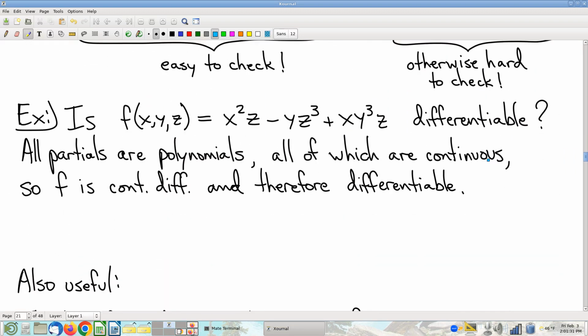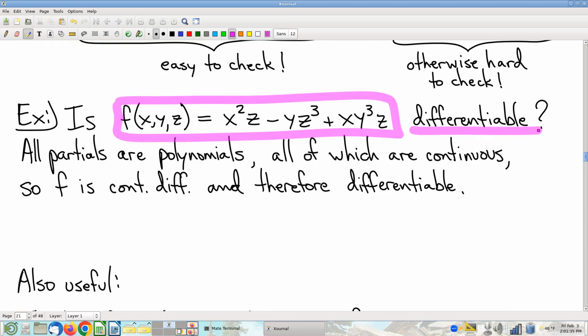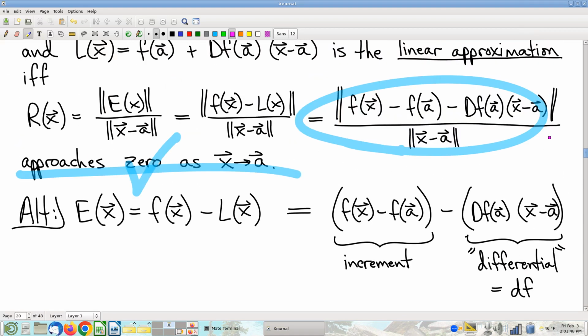All right, so looking at this function right here, we ask, is this function differentiable? Oh, golly. At a glance, if you were to take this question at face value, you would have to go back up to here, write down the monstrosity, take the multivariable limit as x approaches a, and after computing that, confirm that indeed we got zero. And again, we don't even know how to do that. That's the face value approach.